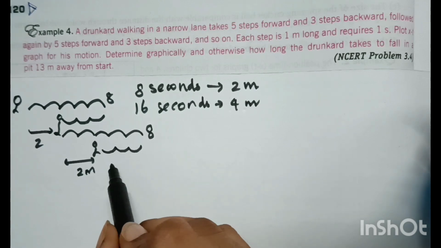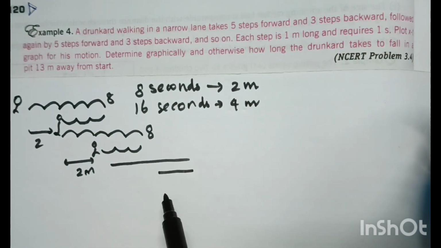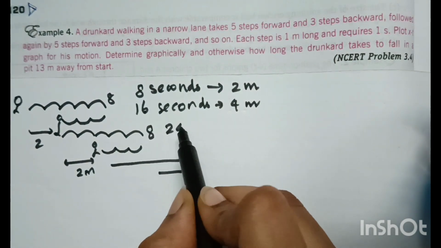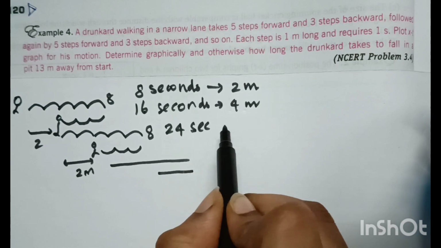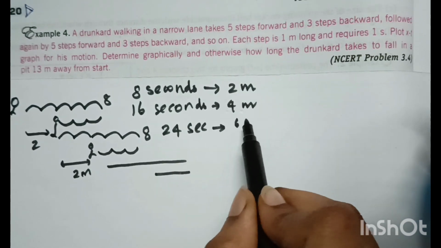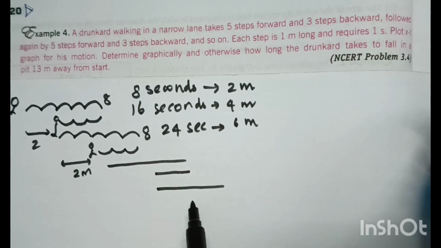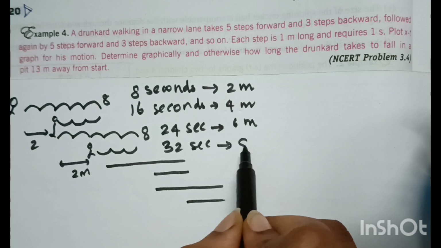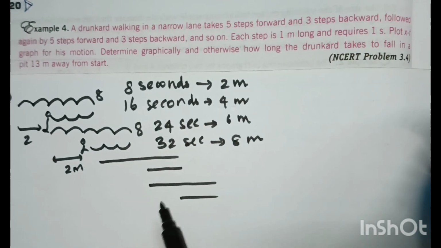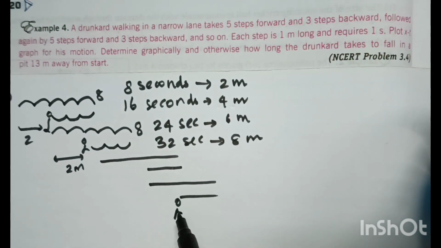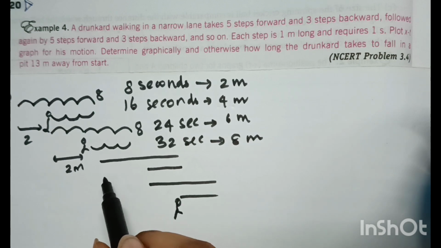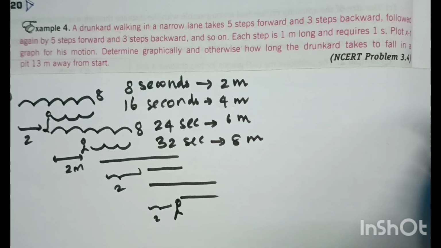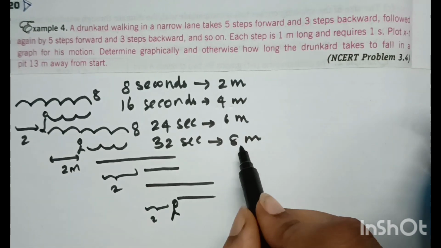Similarly he would have done the same for the next time. Then 8 ones are 8, 8 twos are 16, 8 threes are 24. In 24 seconds he would have covered 6 meters. Similarly he would have done again, and in 32 seconds he would have covered 8 meters. Now he must be here. So this is 2 meters, this is 2 meters, and now he is standing here.